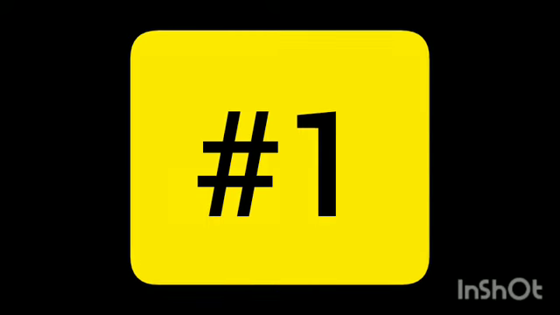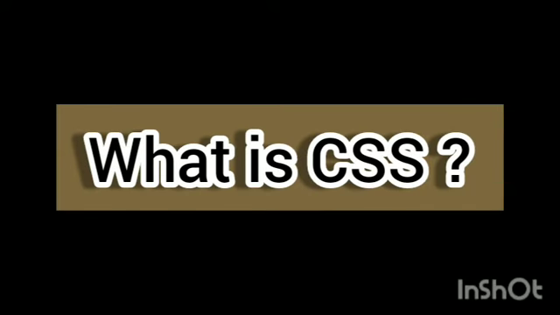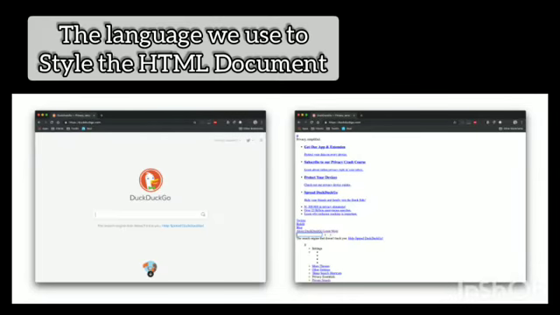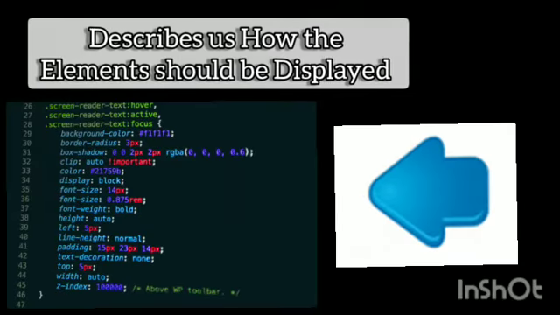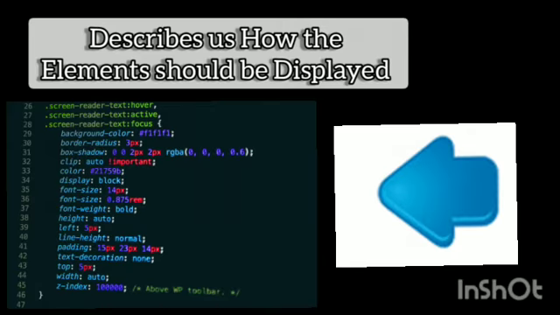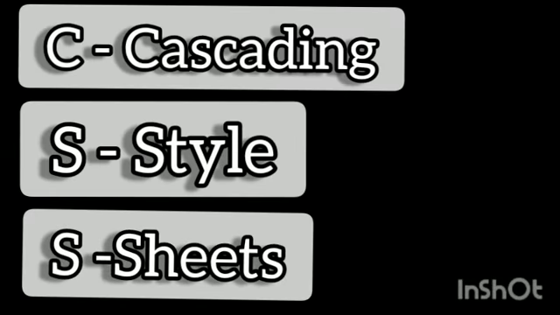The first thing is, what is CSS? CSS is the language we use to style an HTML document. It describes how HTML elements should be displayed. CSS is used to define styles for your web page, including the design and the layout. CSS stands for Cascading Style Sheets.